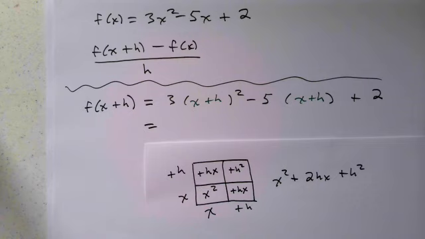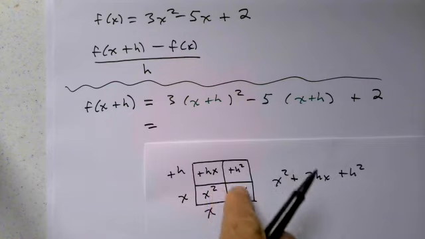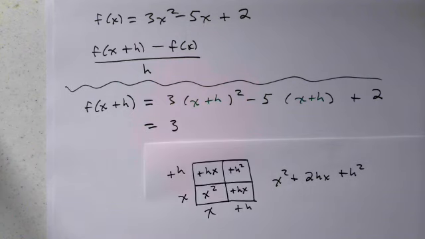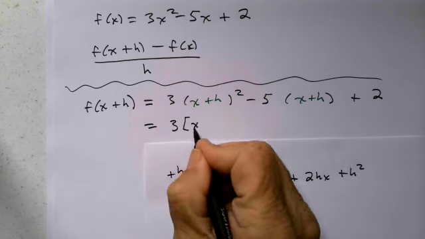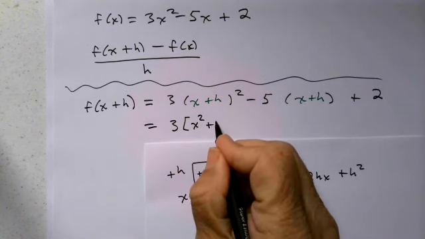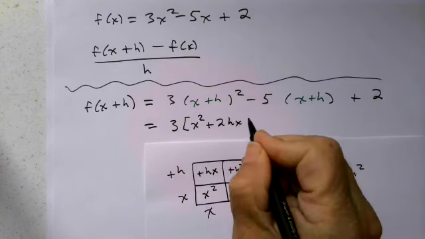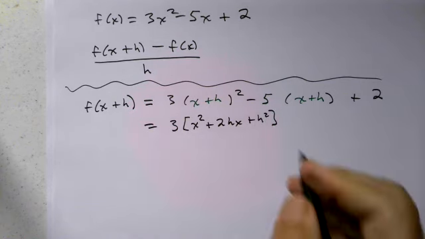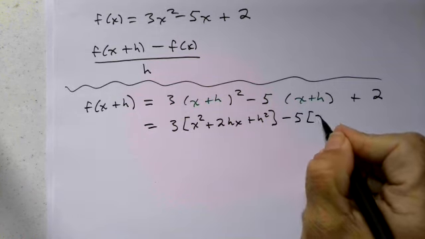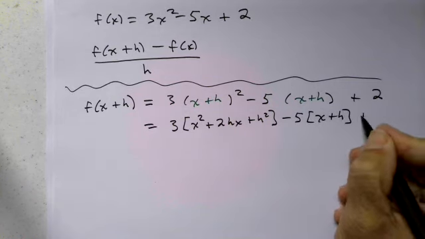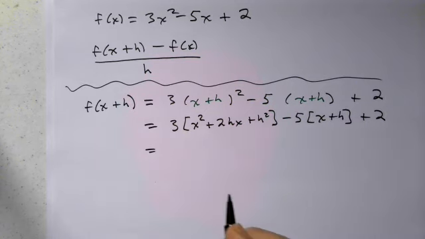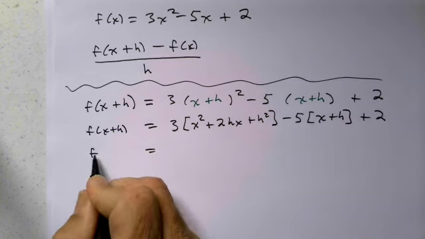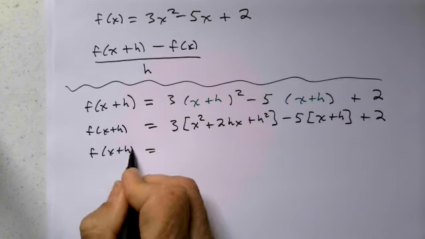The very common mistake students make at this level is they just say x squared plus h squared and forget those middle terms. Try not to make that mistake. So 3 times x squared plus 2hx plus h squared, and we get minus 5 times x plus h plus 2. And this again is f of x plus h equals this.